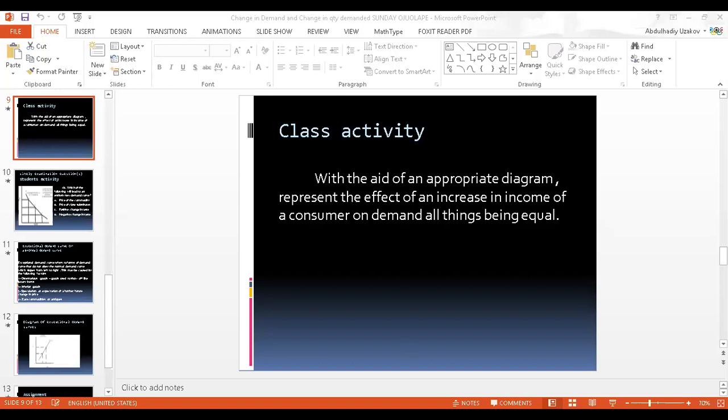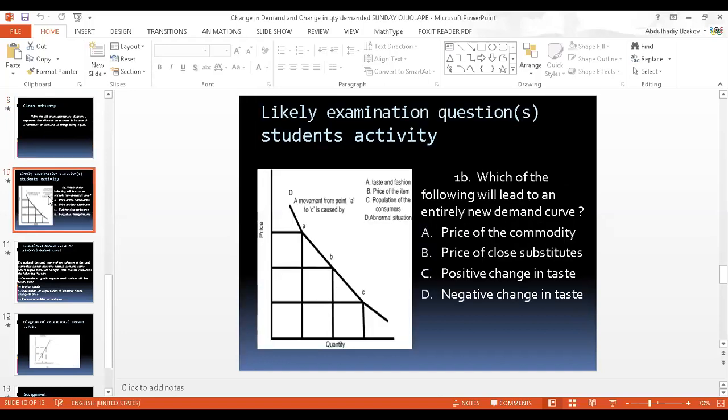All right. With the aid of an appropriate diagram, represent the effect of an increase in income of a consumer on demand, all things being equal. That is what we are expected to do: if there is a sudden increase in the income of a consumer, what is going to be the effect on demand? You are going to do that with the aid of the diagram or diagrams, as you might find appropriate. I hope you have all taken this. So we move to what we have next.